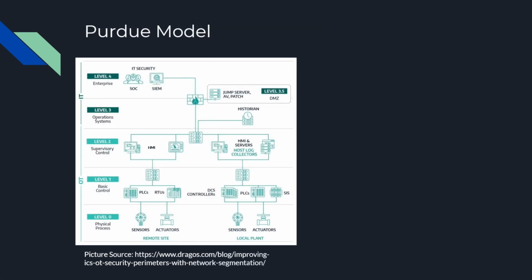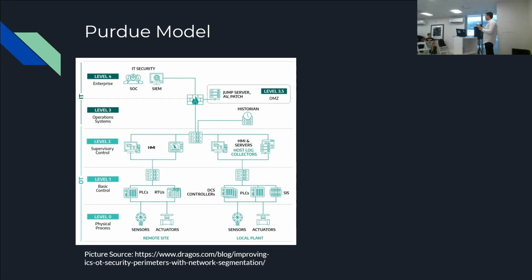So now I'm going to talk a little bit about the Purdue model. We've talked about what we have in an OT environment. How does this look distributed on the network? How do we place it on the network? So we're going to go from the bottom up.